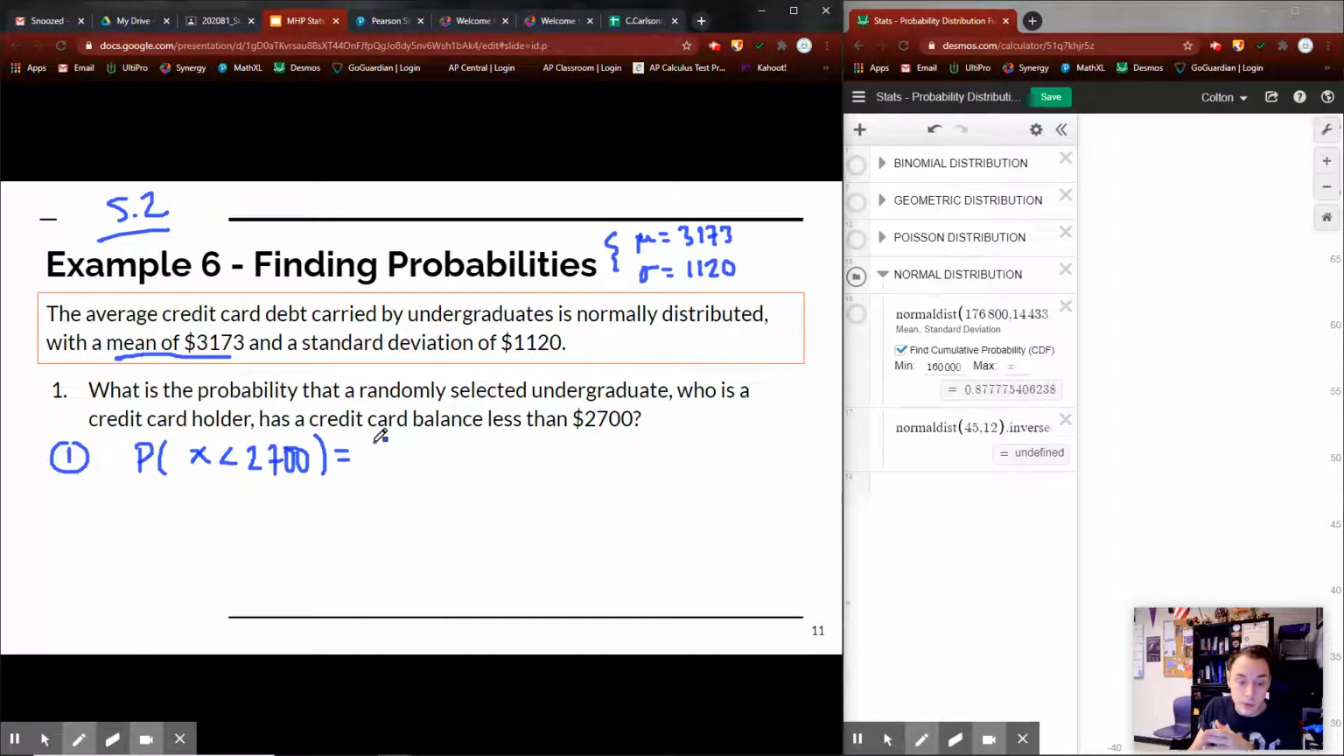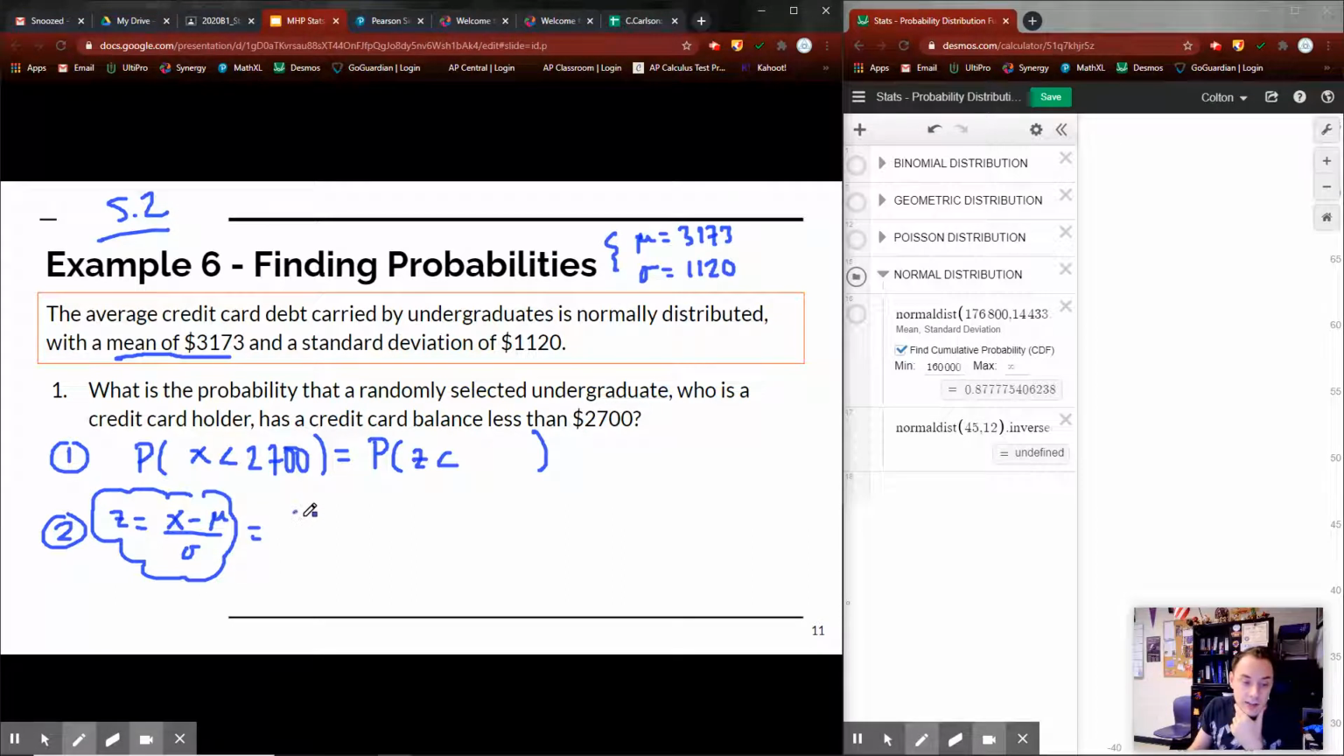This is going to be equal to the probability of a z-score less than something. What is that z-score? Let's find it just in case. Since it's the population and not the sample, I'm going to use the population z-score formula. My x is 2,700, minus 3,173 for my population mean, all over 1,120. When I do it all together, that equals negative 0.42. This is my z-score.